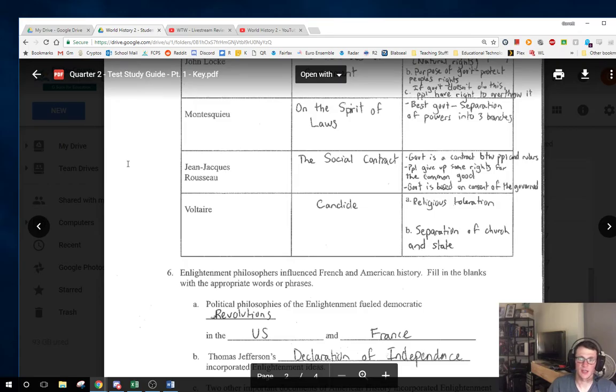Think about Voltaire as in religious toleration. Religious toleration is, I can tell you, probably going to be part of a question for sure on the test tomorrow, okay? And he also believes in the separation of church and state, okay? There are your Enlightenment thinkers. So let me keep going on the line here.